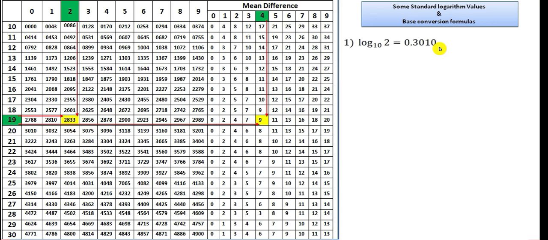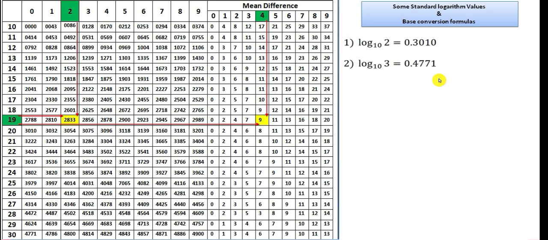Some standard logarithm values are log base 10 of 2 and log base 10 of 3. These two values, it is better to remember. In many exams, even entrance exams, they give these values, but it is better to remember them for general calculation purposes. Okay, log of 2 base 10 and log of 3 base 10 are 0.3010 and 0.4771. You can verify this from this table also.